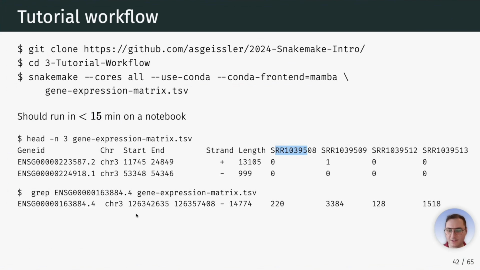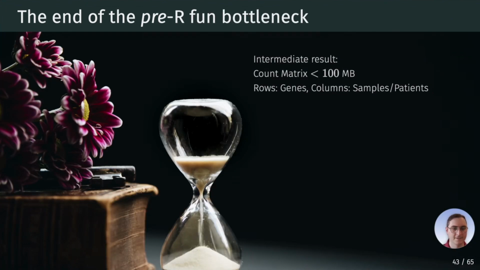For instance, this specific gene, if we look for it, then we see actual samples that have a couple thousand of reads. But that kind of is it to what I refer to as this pre-R analysis bottleneck. We have now a file, a matrix with different columns per sample, per patient, and the genes that gives us the expression values.